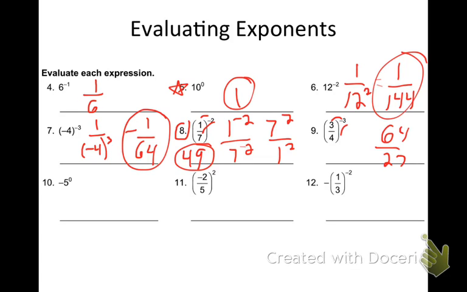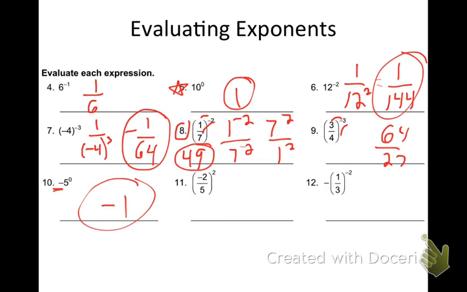Number 10. Ooh, trick question here. It's kind of a trick question. Who thinks they got it? Crump, what do you got? -1. The answer here is -1. Nice job. Why is it -1, not a positive 1 here? Because it's a negative out front there.